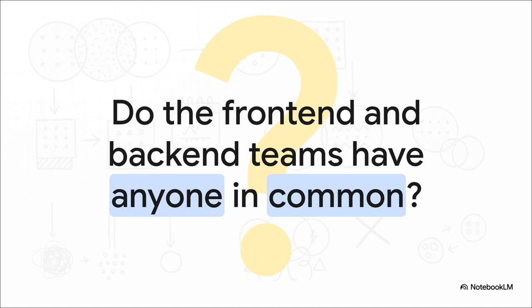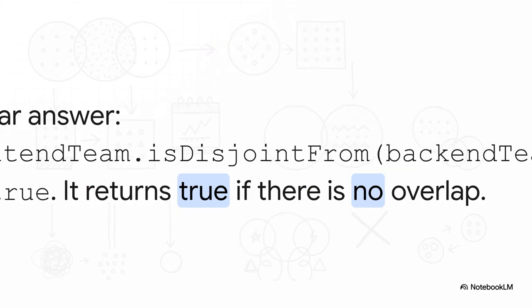In the language of sets, what we're really asking is if these two sets are disjoint. And you guessed it, there's a new method for that. It's called isDisjointFrom, and it simply returns true if there's no overlap at all. This is way more expressive than the old way where you'd have to calculate an intersection and then check if its size was 0. This is just so much cleaner.